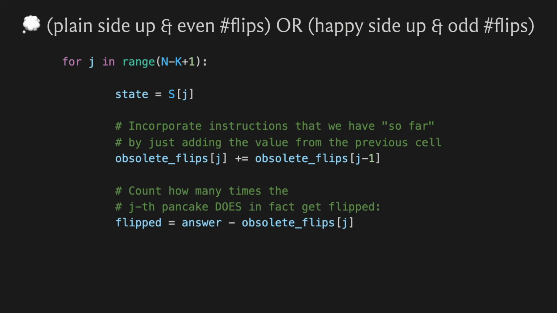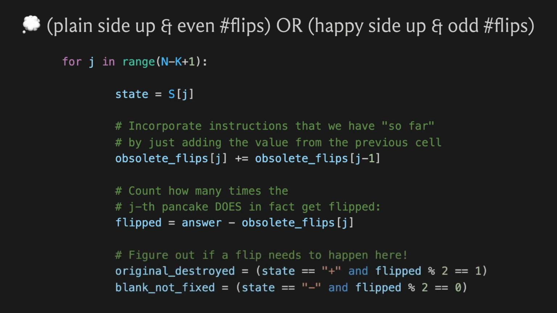And what we said was that it should be flipped exactly when either the original state was plain or minus and the number of flips is even, or when the original state was happy but the number of flips was odd. So let's just record these in two Boolean variables. Of course, if you're writing this code during a contest, you will probably not really do this. You will most likely write an if condition straight out, but I think this is easier to read, and since we have all the time right now, we have these descriptive variables here.